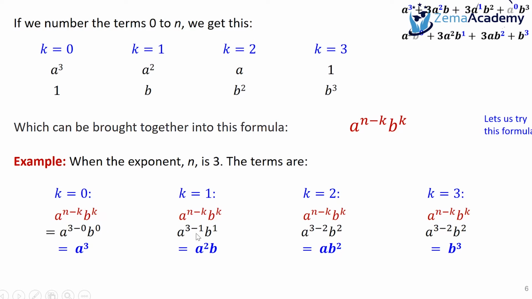When n is 3 and k is 1, then a square, b to the power 1. When n is 3 and k is 2, a to the power 1, b square. When n is 3 and k is 3, then it should be a to the power 0, b to the power 3. And because it's a to the power 0, you will not write it, but it should be just b cube.